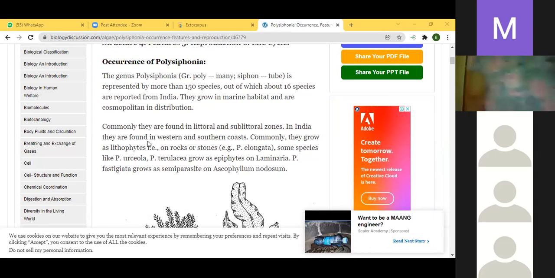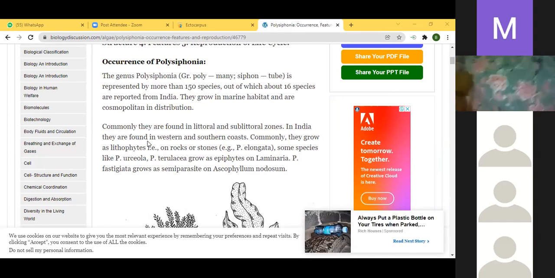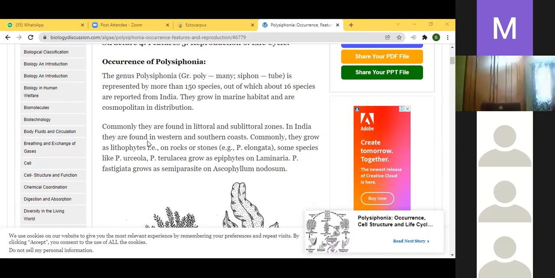Where are they found, fresh water or marine water? Marine water, madam. What is the color of Theophysi? Brown color.